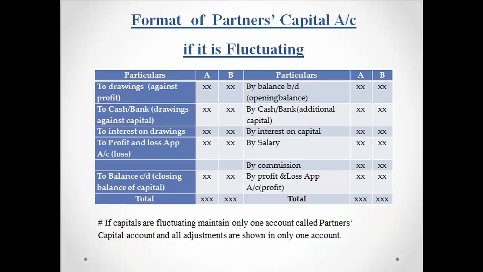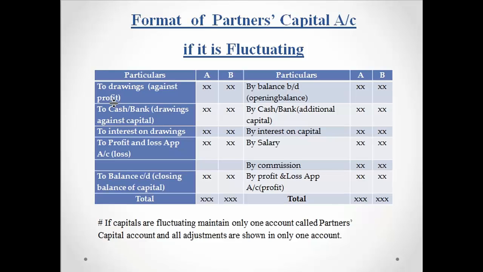Please look at the first item. Okay, so to drawings. When amounts are withdrawn by the partner against profit, that will decrease the capital of the concerned partner. That is why the drawings amount should be taken to the debit side in a partner's capital account if it is fluctuating, and here the amounts are taken separately for A and B, like this. And please look at the next item, to cash or bank, drawings against capital. Here the point that you have to understand is that drawings are classified into two categories. The first category is called drawings against profit, and the second one is drawings against capital.